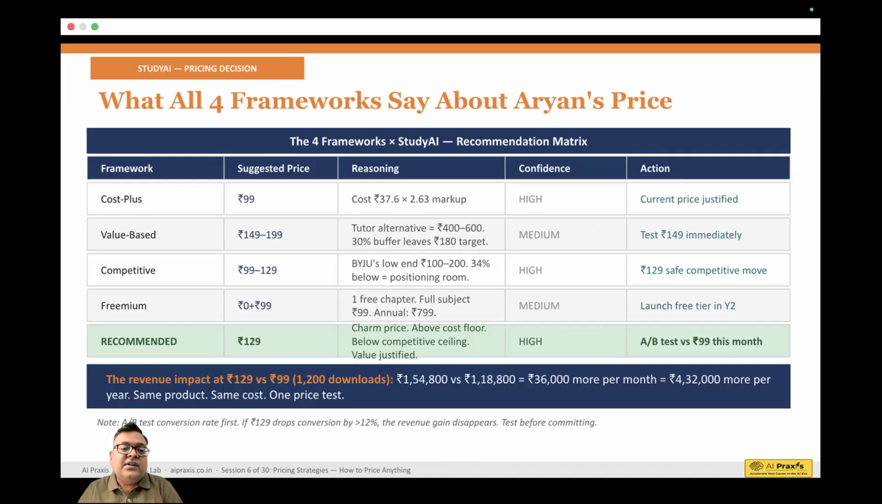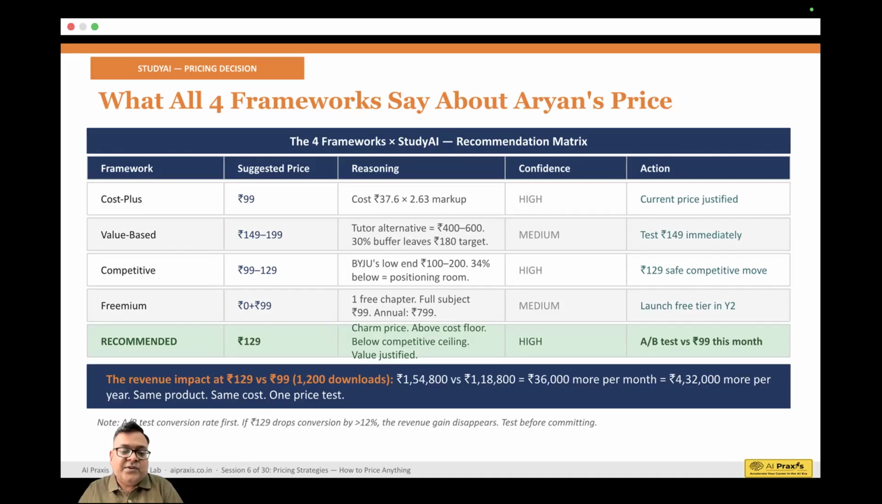So what do all four frameworks say about Aryan's price? In the case of cost plus, simple reasoning, 37.6 was the cost, and there's a markup of 2.63. Amazing, that percentage is very high. Current price justified. But in the case of value based, 149 to 99, the tutor alternative 400 to 600. So there's a 30% buffer that leaves a 180 rupees target. It's medium confidence. Aryan is advised to go out and test 149 immediately.